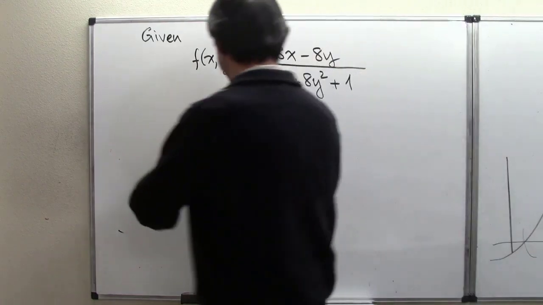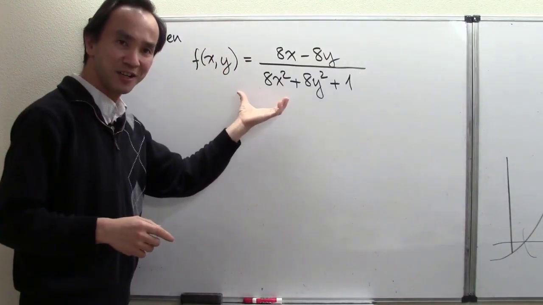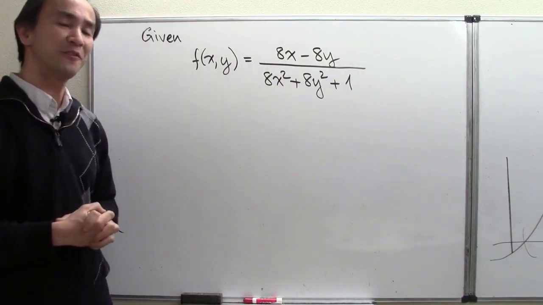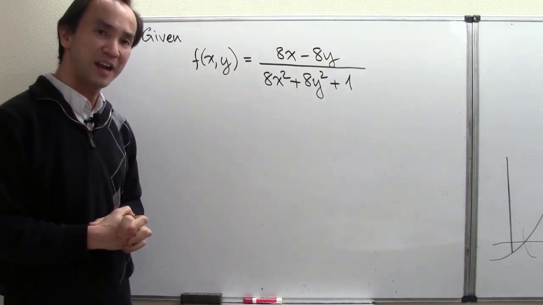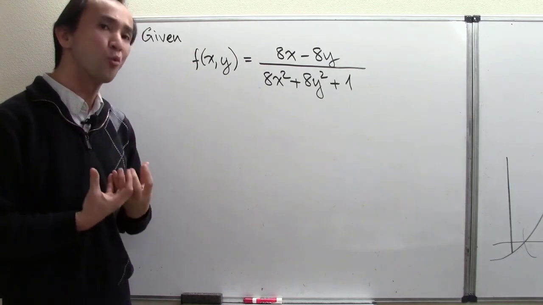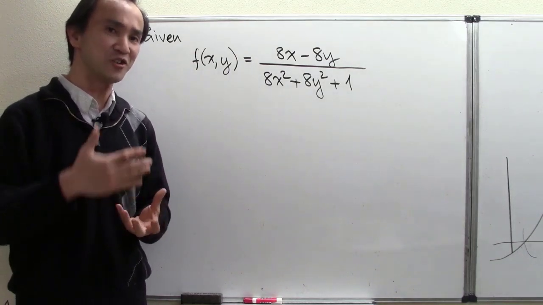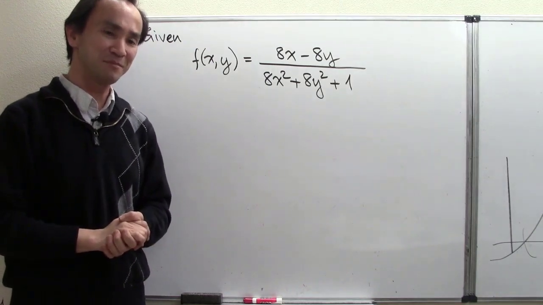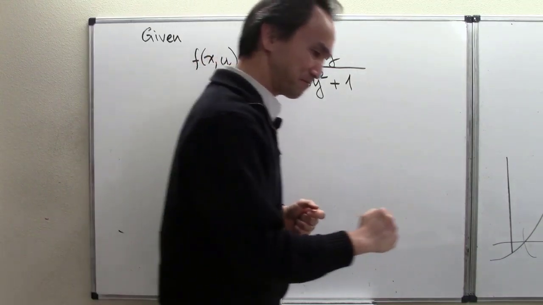Just like that, we must find the critical points of this function before we can find the maximum and the minimum value, because the critical points are where the function reaches a local maximum or a local minimum.